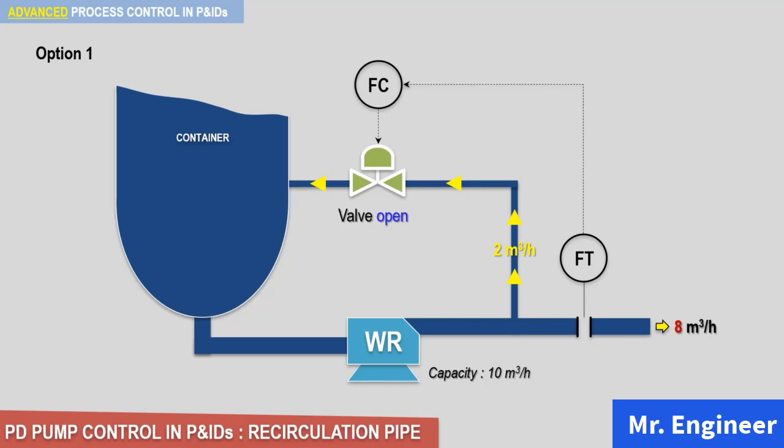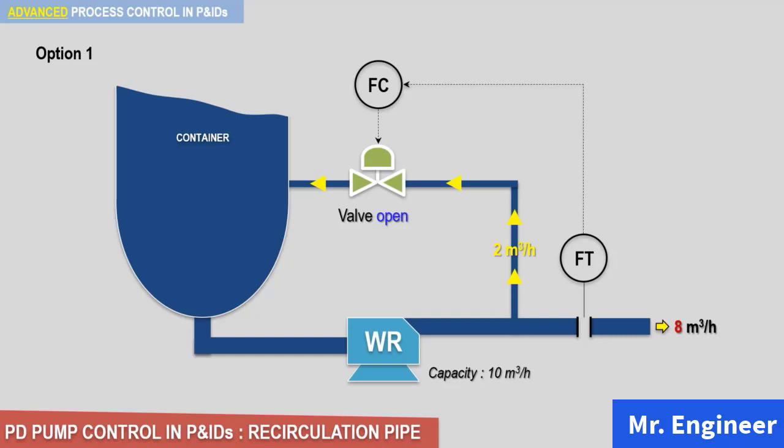Even though this arrangement is similar to a minimum flow configuration as for centrifugal pumps, the design basis for the recirculation pipe is different from a minimum flow protection pipe. Also, note here that the flow sensor is located outside of the recirculation loop.